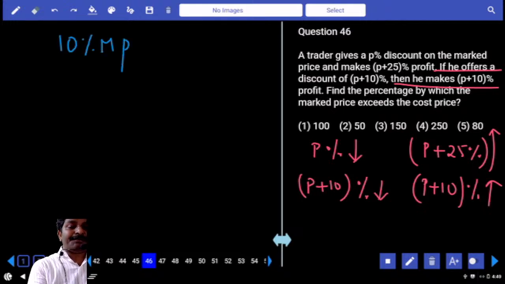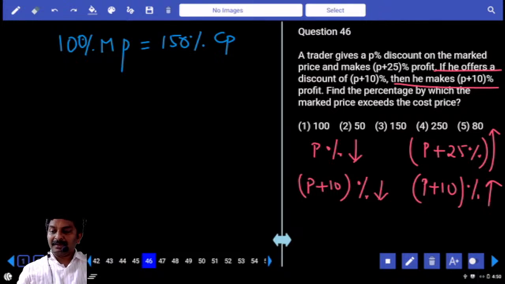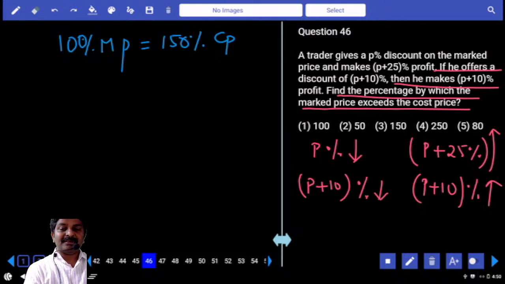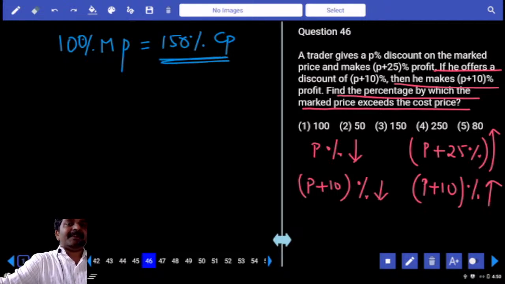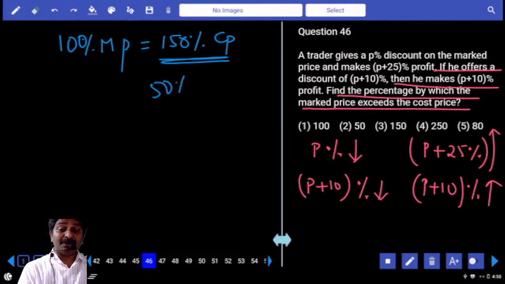10% of the market price is equal to 15% of the cost price. I can even write 100% of the market price is 150% of the cost price. Find a percentage by which the market price exceeds the cost price. If market price is 150% of the cost price, what percent more it is? What percent more it is? That's it, second option.